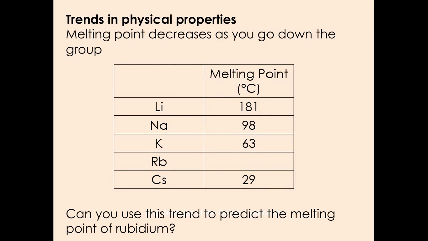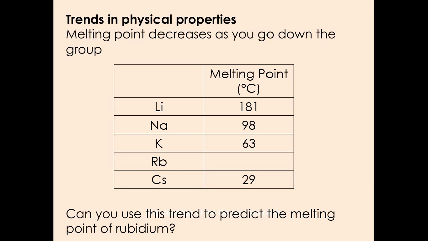So the last trend you need to know about is the melting point. The melting point decreases as you go down the group. You can see there it clearly decreases from lithium at 181 to cesium at 29. And as I said before, though normally we'd expect metals to have very high melting points, even lithium at 181 is a lot lower than most normal metals would be.